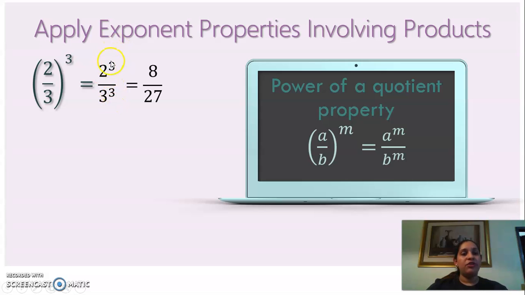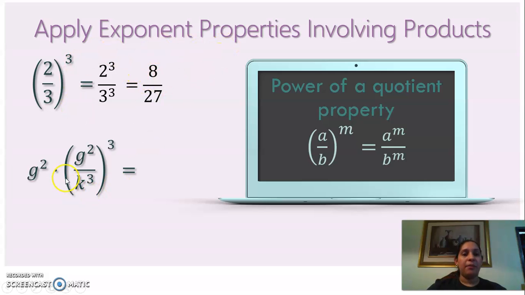How much is 2 raised to the third power? Well, it's 2 times 2 times 2, that is 8. And 3 raised to the third power is 3 times 3 times 3, that is 27. Applying this, I can find that my answer is 8 over 27. And if I cannot simplify it anymore, I leave it until there.